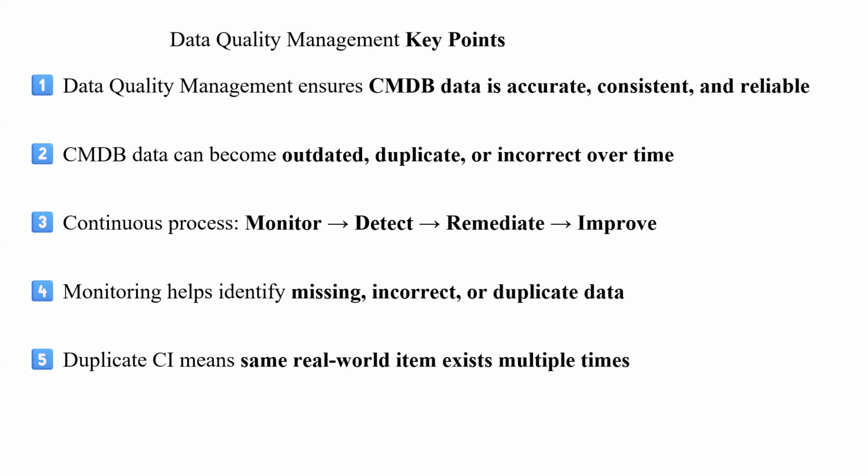Second one is CMDB data can become outdated, duplicate, or incorrect over time. So over time, CMDB data may become wrong. How will it go wrong? For example, a server is removed, but still shown as active instead of inactive. That's wrong. The same server is entered twice, a duplicate entry here, or a wrong IP address is stored. It will lead to incorrect data, outdated data, or duplicate data.